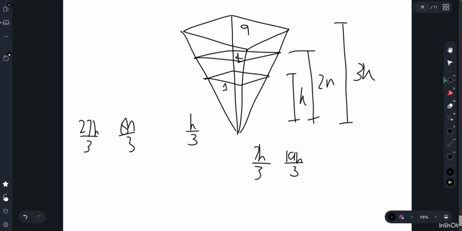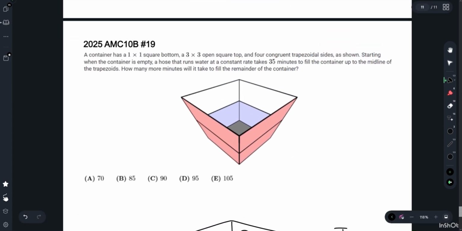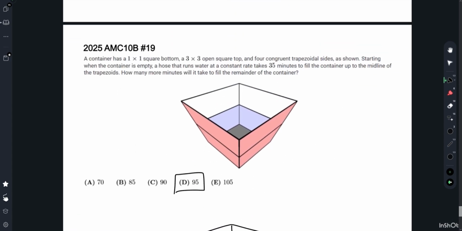So we know that the ratio of the area of this portion to this portion is going to equal 7 to 19. So now if it takes 35 minutes to fill up the bottom half, it will take 19 times 5 equals 95 minutes to fill up the top half.